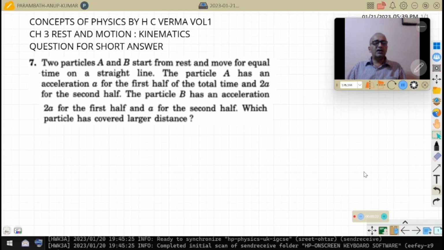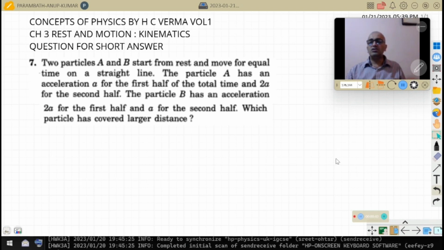The particle A has an acceleration a for the first half of the total time and 2a for the second half. The particle B has an acceleration 2a for the first half and a for the second half. Which particle has covered larger distance?